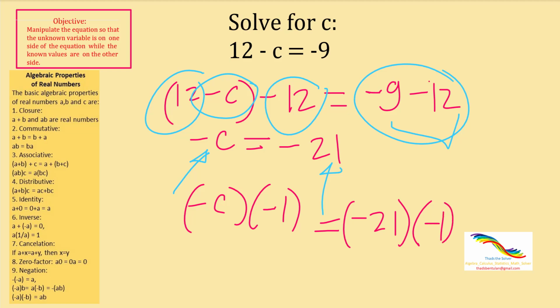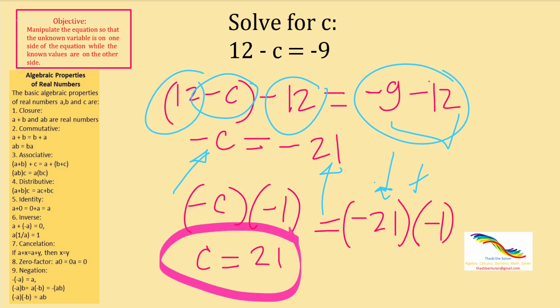So negative c times 1, that is positive c, because you're multiplying two numbers with the same sign, so you will have a positive product. And here you multiply, so that's also negative 21 times negative 1, it's a positive number, which is 21. So our solution is c equals 21.